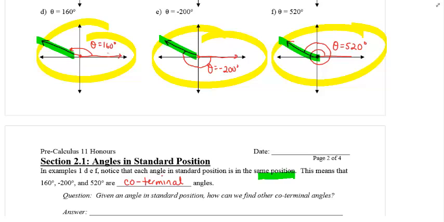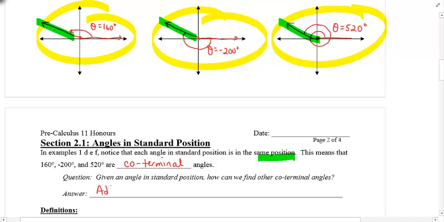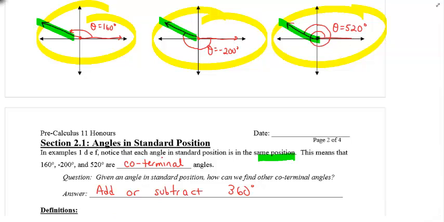If you're thinking, going around the circle once is 360 degrees, that's a good start. All we need to do is just add or subtract. Now, if you just wrote down 360, that's perfectly fine. But remember, I don't have to go around just once. I can go around twice, 3 times, 4 times, 5 times, 6 times, 7 times. I can go around a whole bunch of times.